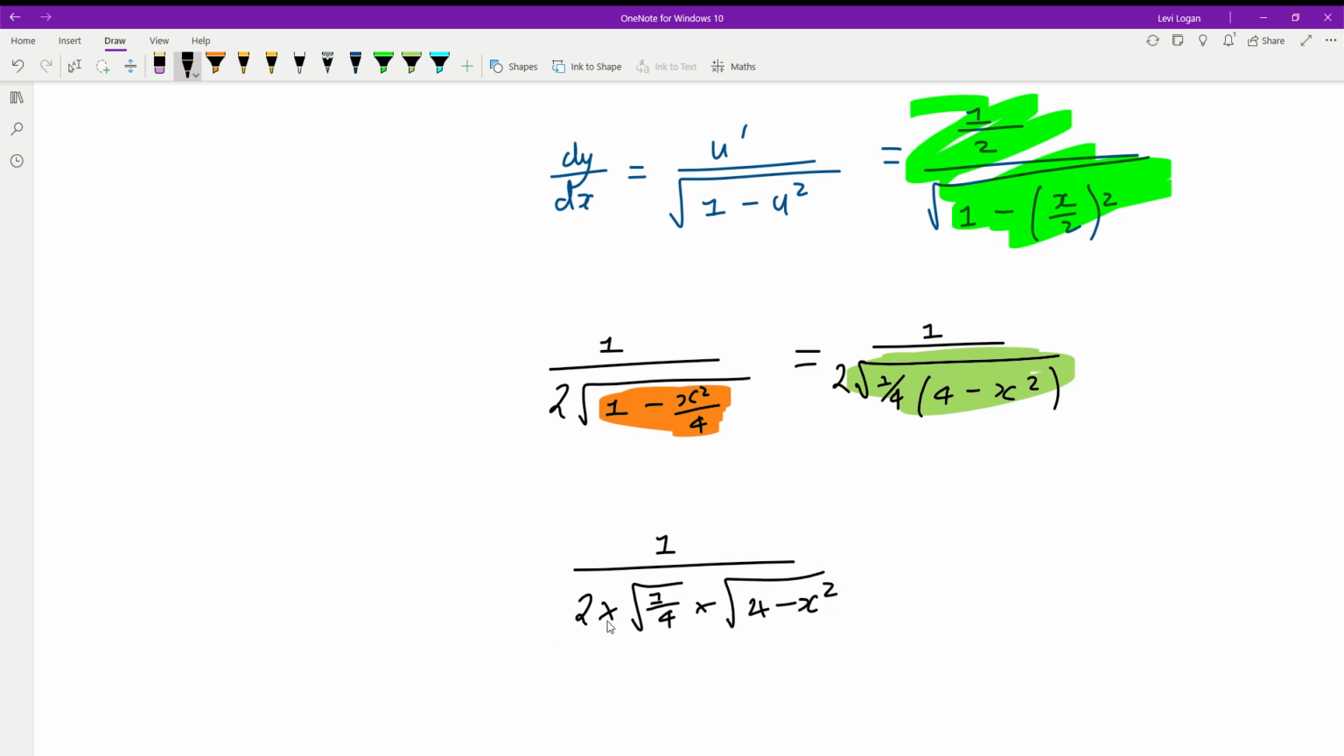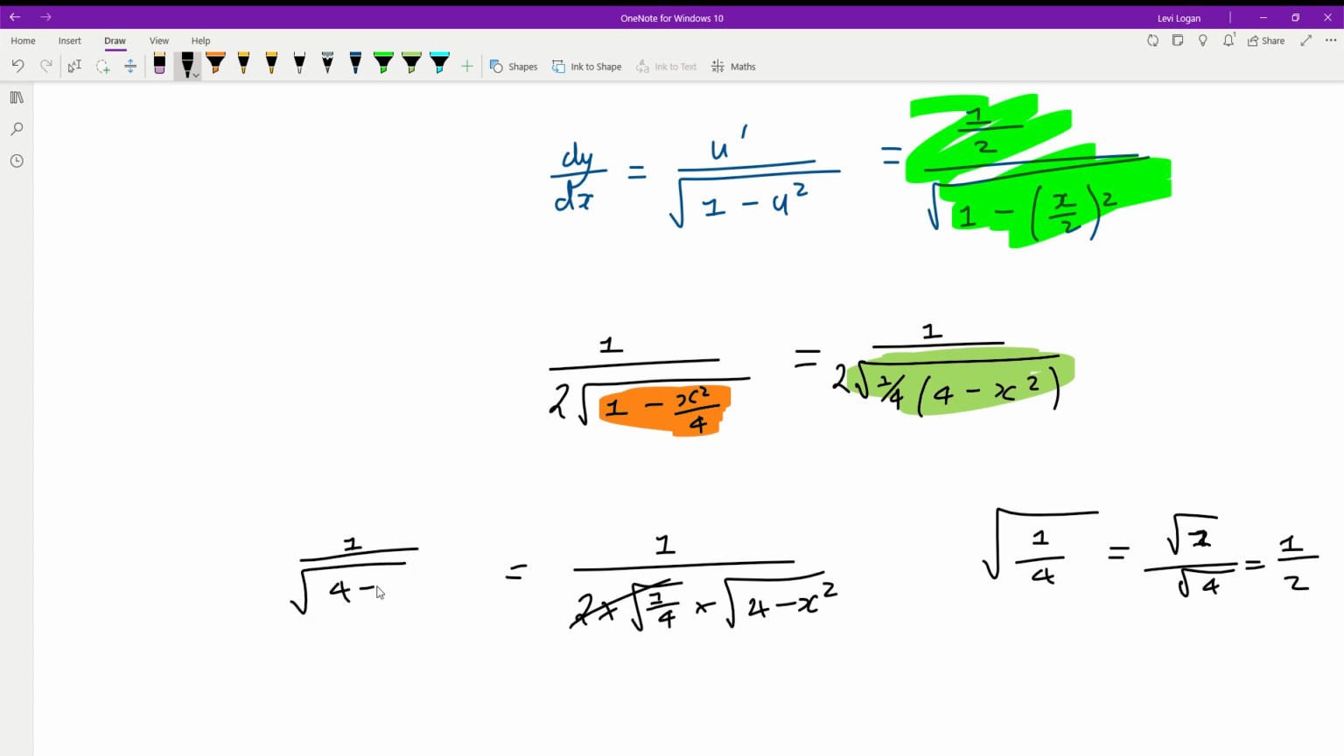Now this bit here goes away straight away because the square root of 1 on 4 is just applying the square root to the top and the bottom of the fraction. So what we can see here is we just get a half, because the square root of 1 is 1 and the square root of 4 is 2. So this term is just 1. So what you get is 1 over the square root of 4 minus x squared.